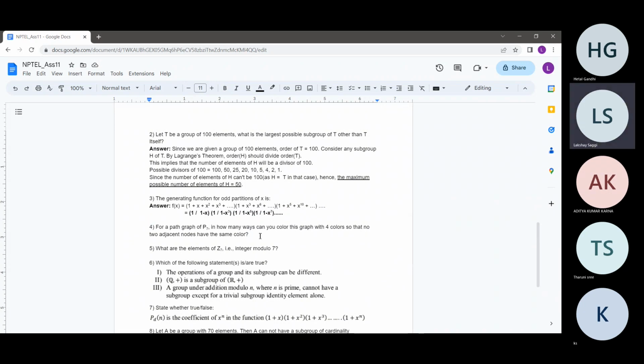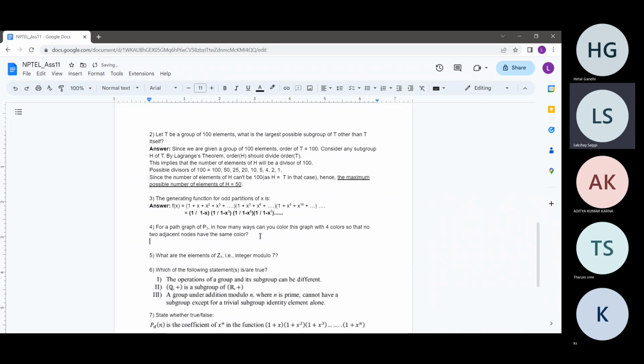So I hope this is clear to you guys. So let's move on to the next question then. So the fourth question says that for a path graph P7, so what does a path graph mean? I hope you all remember the definition. So a path graph is nothing but a linked list, let's say, of 7 length. Which just means there are 7 vertices which are connected in a line. Let's say the vertices are V1 to V7.